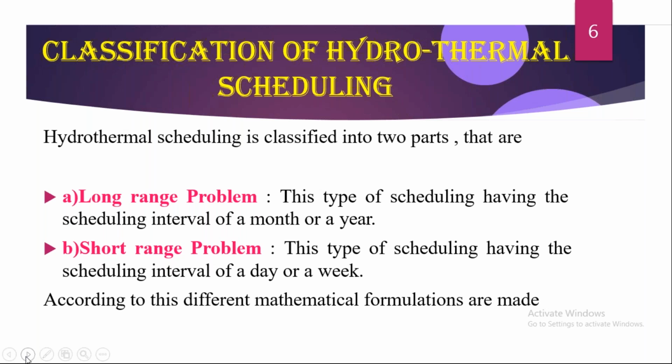But what is the difference between these two? If you consider a long range problem, in this condition we have to consider the reservoir capacity, the inflow, and the outflow. We have to consider that. But in the case of short range, at what time, what load demand happens in a particular load, that has to be considered.